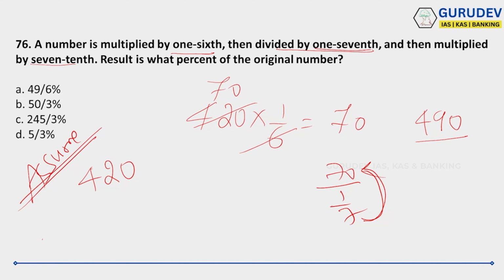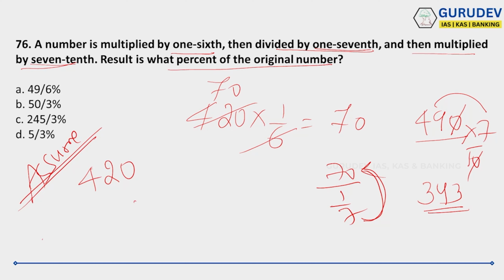For this number, what is it doing? Then multiplied by 7/10. Okay, 7 by 10 is multiplying the number. Then if I cut this one, 0 and 0, 49 times 7 is how much? 343. Okay, the final result I am getting is this one. So the result is what percent of the original number?